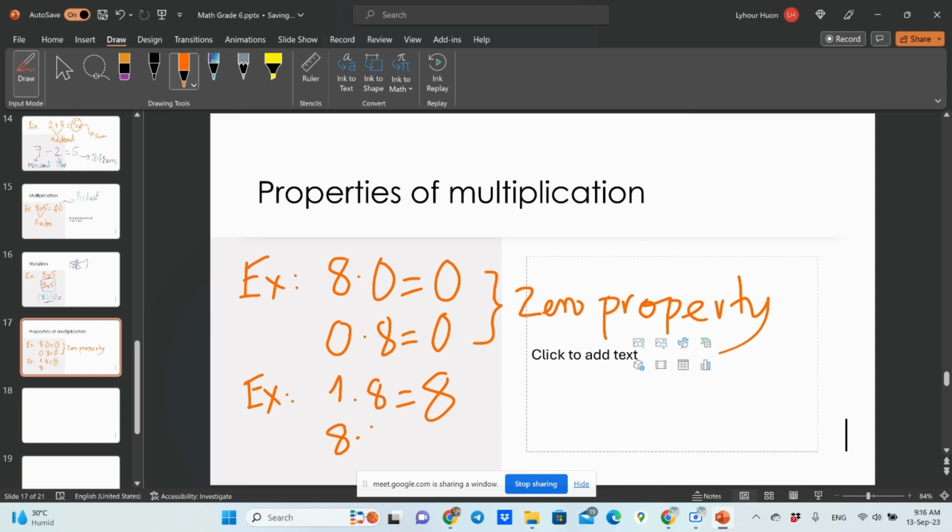Now, if 8 is multiplied by 1 also, 8 times 1 or 1 times 8 will be the same. This is called the identity property, the probability of one.